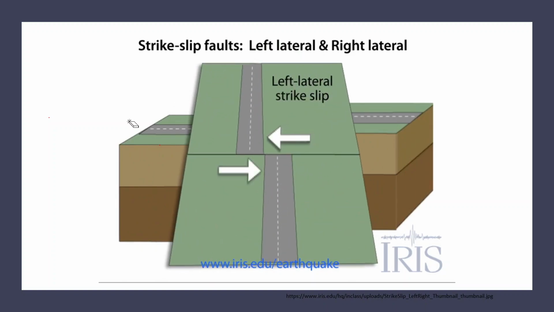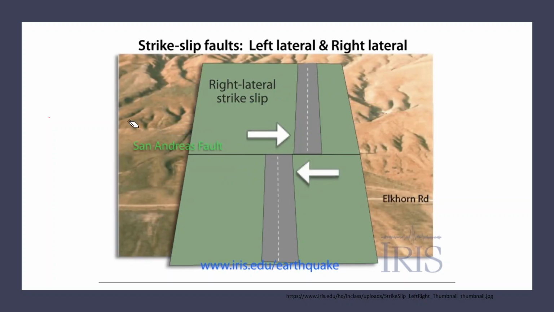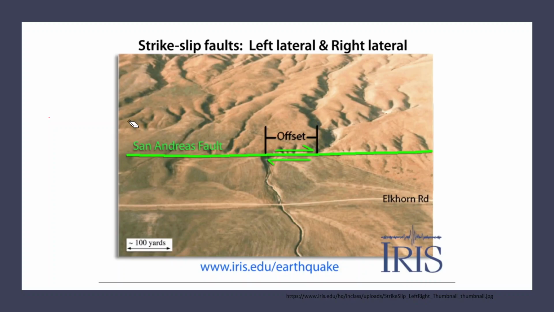So if you look at this, if you are standing on one side and you look on the other side and see in which direction that movement has happened, according to that you can say if it has moved to the left, it is left lateral movement, and if it has moved to the right, you call it the right lateral movement.